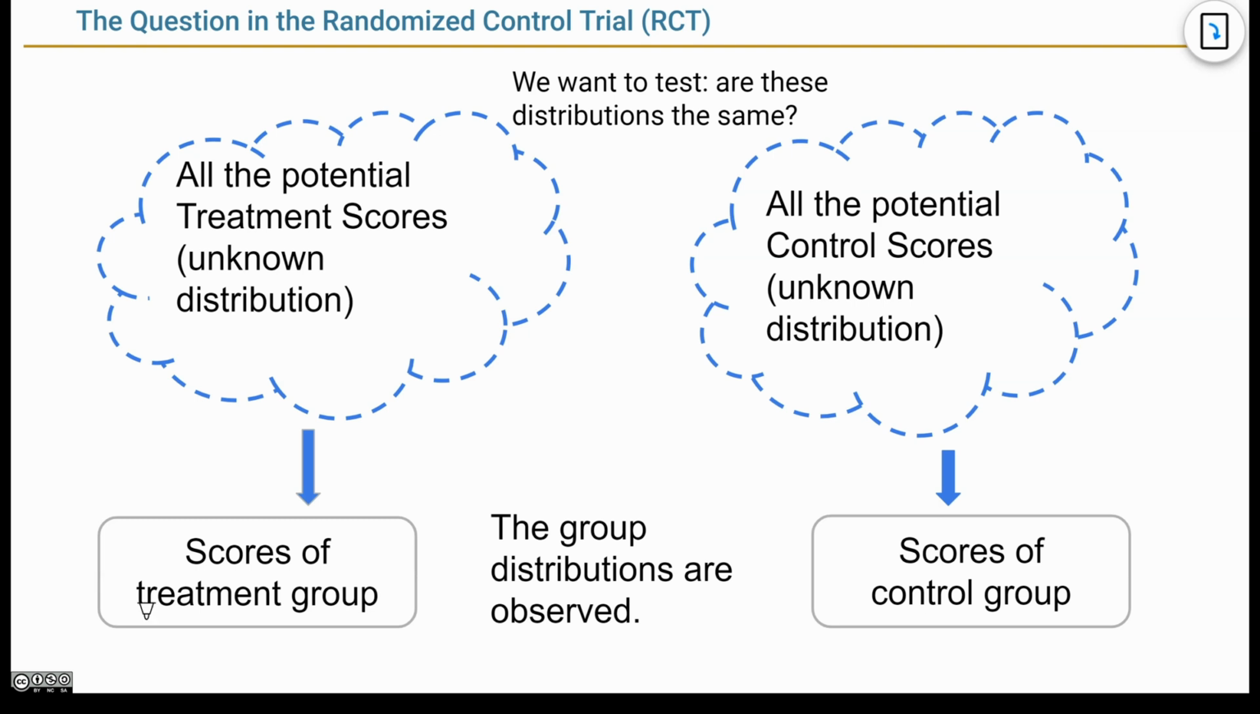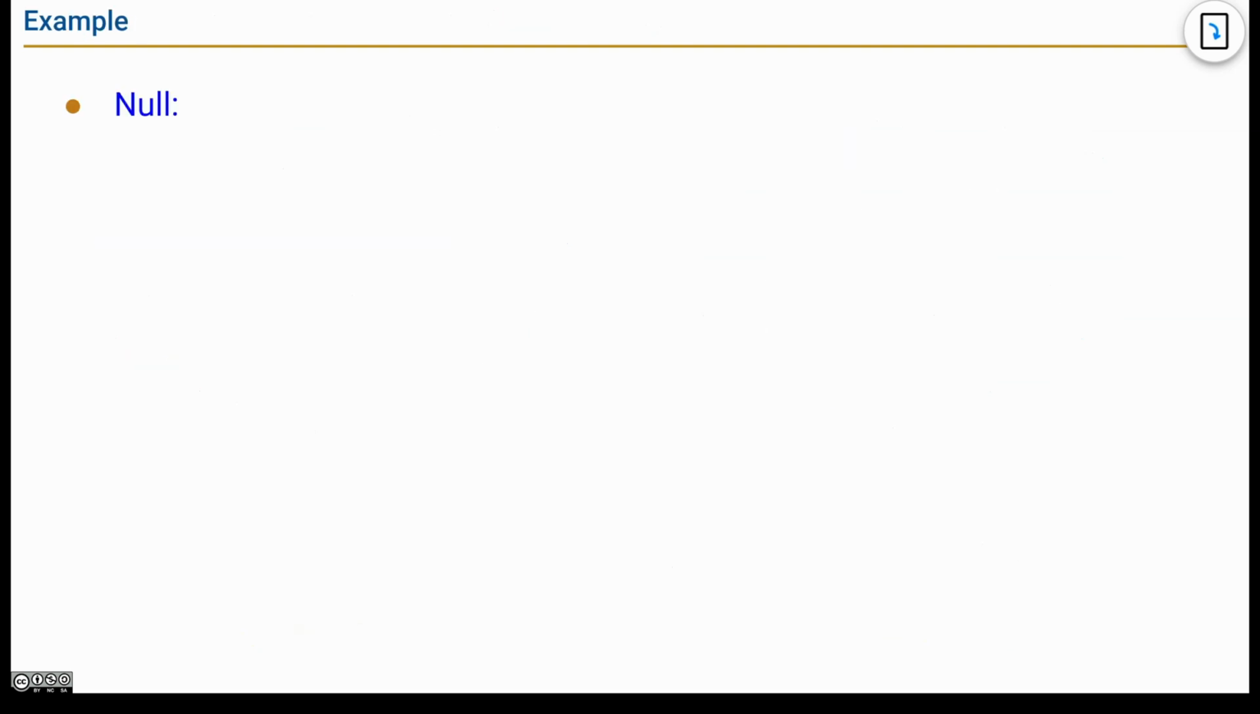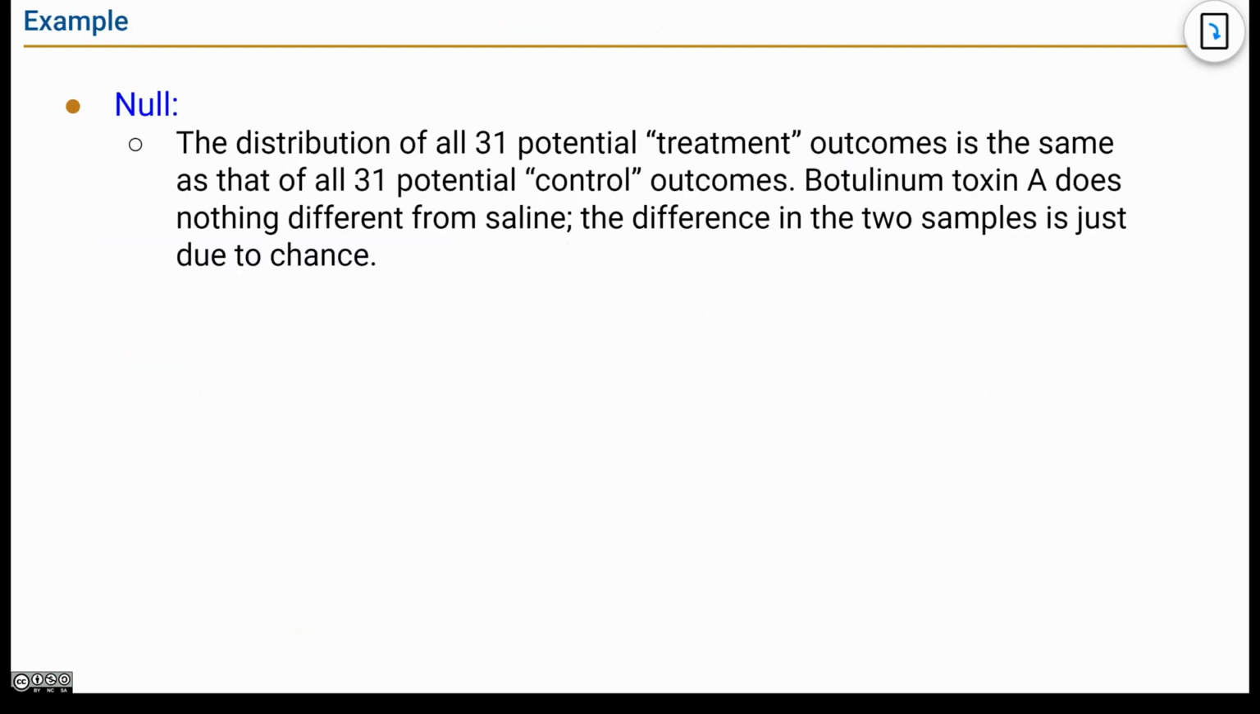In that sense, we can think of what we actually observe as just a sample from this distribution, as just from this cloud distribution. So now the setup looks very similar to our previous examples where we just took 2 random samples. Our null in this case is that the distribution of all 31 potential treatment outcomes is the same as that of all 31 potential control outcomes. The difference in the 2 samples is just due to chance.